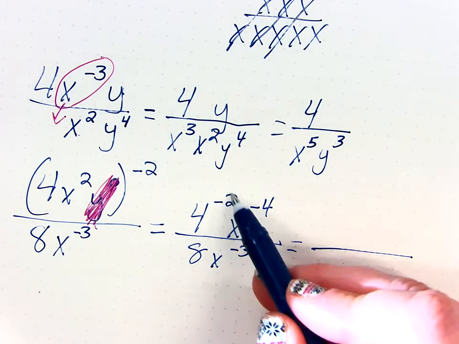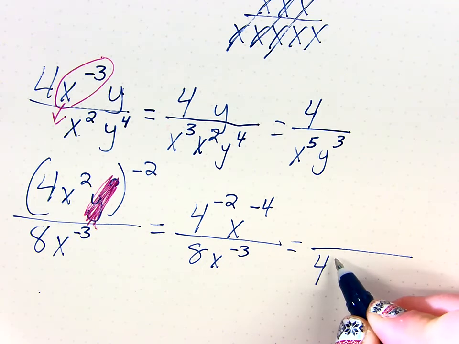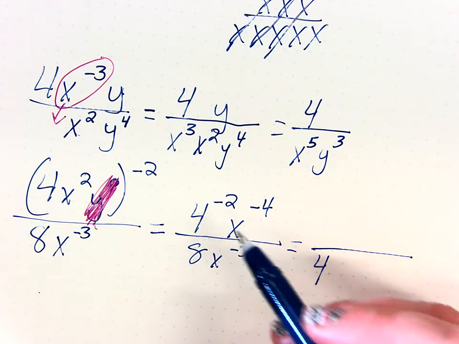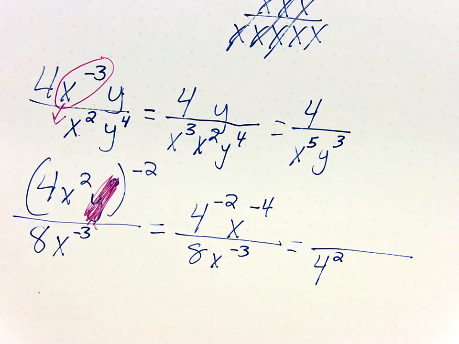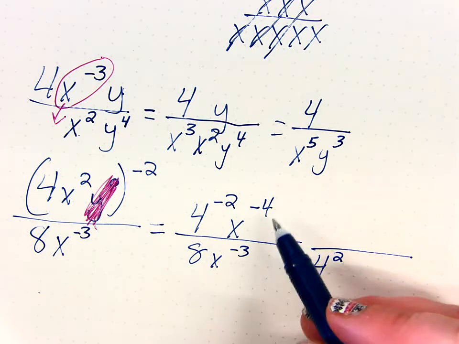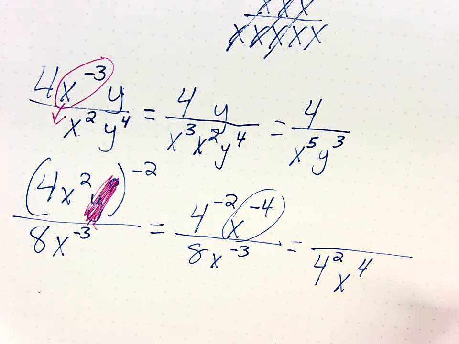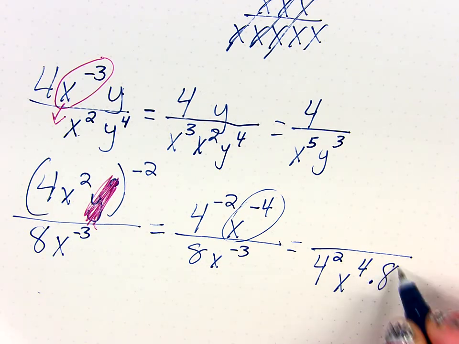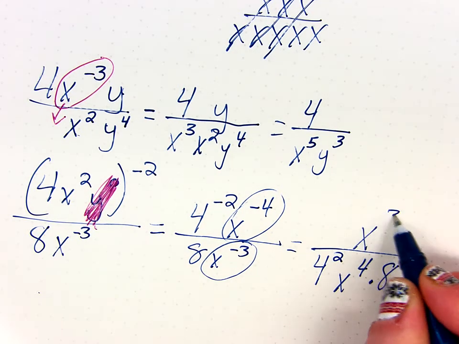So what happens with this 4 to the negative 2? Goes down. Anything with a negative exponent moves. So now this becomes 4 squared in the denominator. When you move it, it doesn't have the negative exponent anymore. It's just the positive exponent, whatever it is. X to the negative 4th goes down and becomes x to the positive 4th. What happens with that 8? It stays in the denominator. And this goes up and is now x to the positive 3rd.